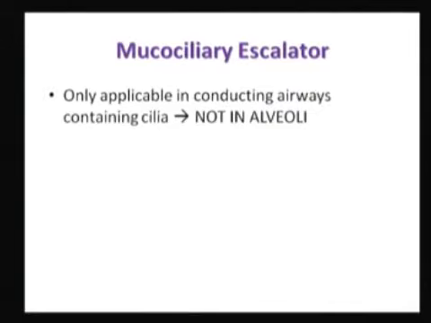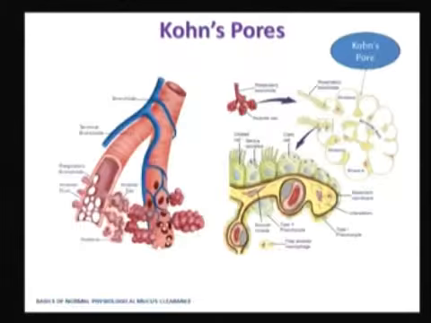The mucociliary escalator is only applicable in conducting airways containing cilia, and it's not present in the alveoli. So how can we, as physical therapists, drain mucus or secretions from the alveoli? And second, our approach is not to make the cilia work more or less. Another thing in the histology is the presence of the Kohn pores, which I will explain later, and why we can use these pores in pulmonary rehabilitation.